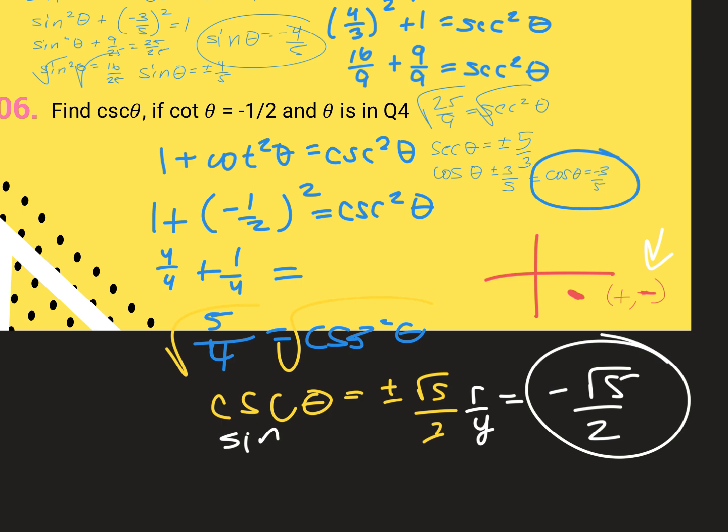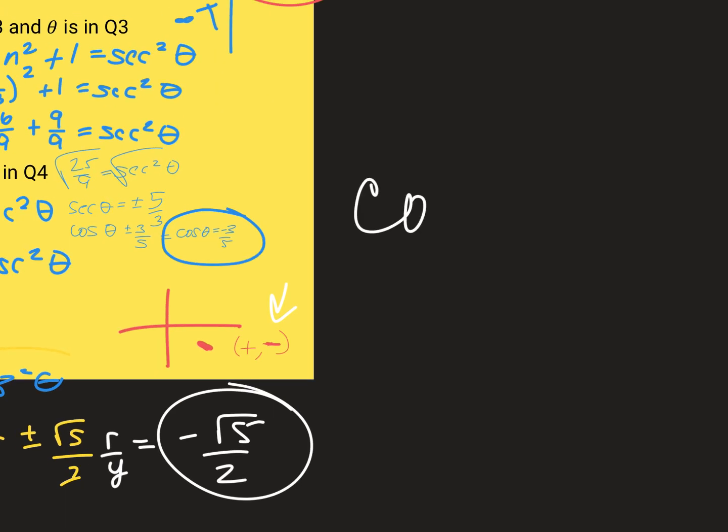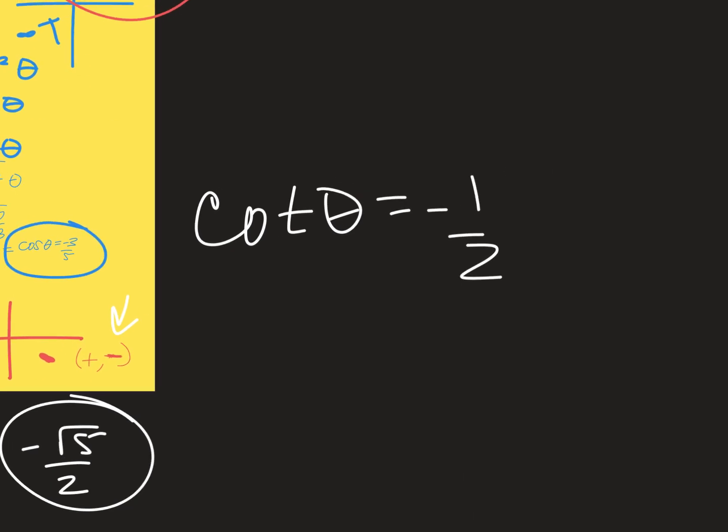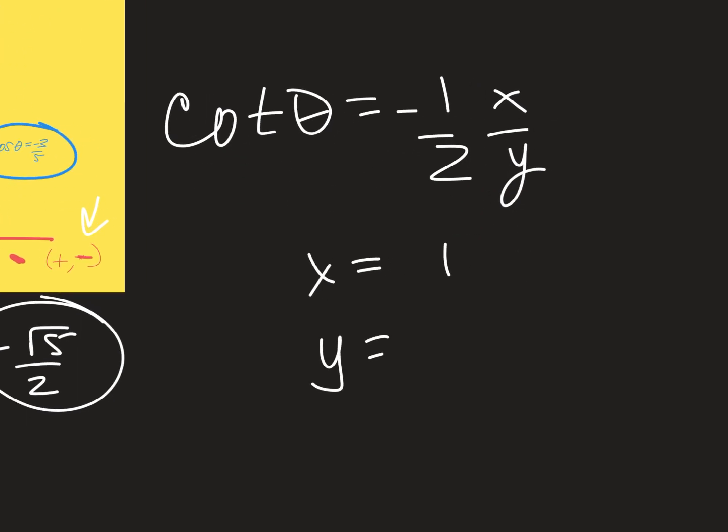Now, if this was just given to you and you weren't asked to use the Pythagorean identities, if they tell me the cotangent of theta is negative 1/2, what are they telling you with cotangent? What over what? What's cotangent? X over Y. Perfect. So I know my X value is 1. I know my Y value is 2. How do I know where the negative goes?